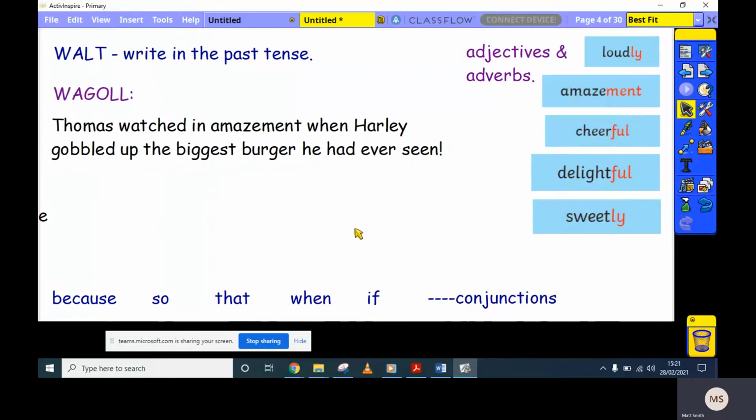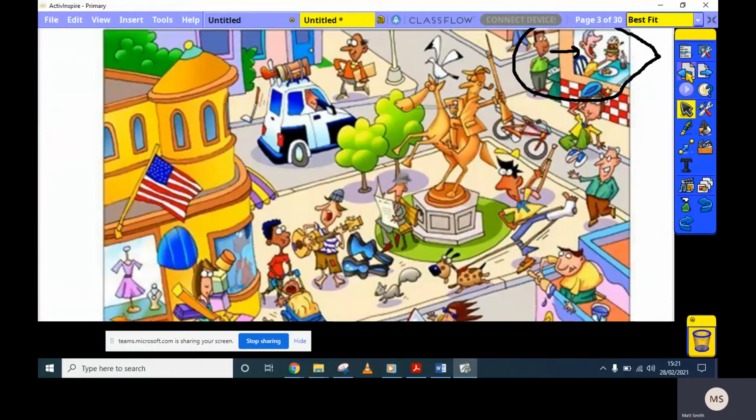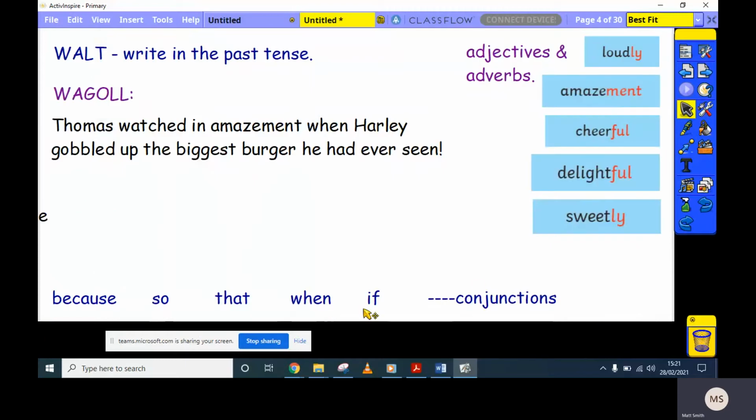So Thomas watched in amazement when Harley gobbled up the biggest burger he had ever seen. So I've given names to these characters in here. So this one's Thomas and this one's Harley. And Thomas can't believe what he's seeing here, because Harley is stuffing his face with the biggest burger the world's ever seen. So I've just used my imagination. I've used the picture as my stimulus, and I've tried to get in some of these key things.